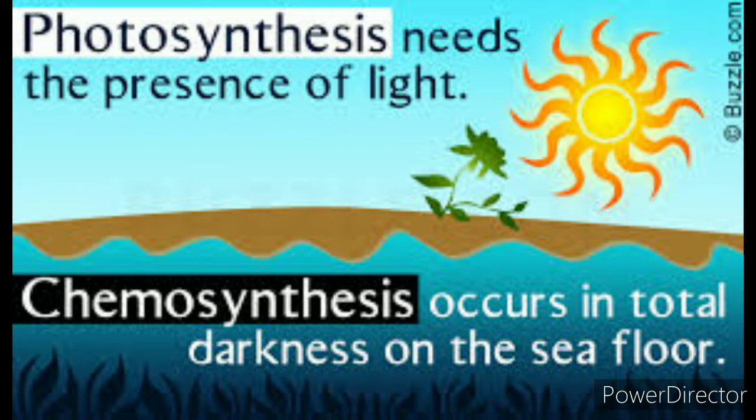So in photosynthesis we need the presence of light, but chemosynthesis occurs in total darkness in the sea floor, and it only requires certain chemicals for the synthesis of food. The principle behind chemosynthesis is the conversion of chemical energy to another form of chemical energy using some catalytic substances and pigments.